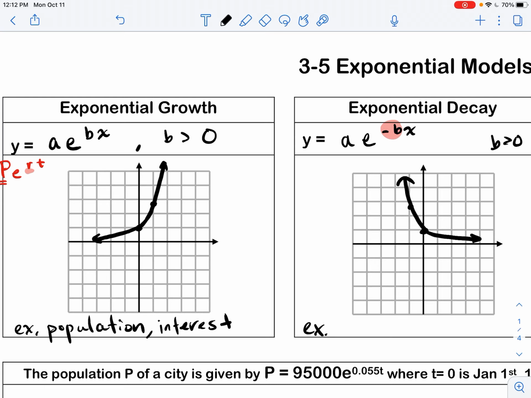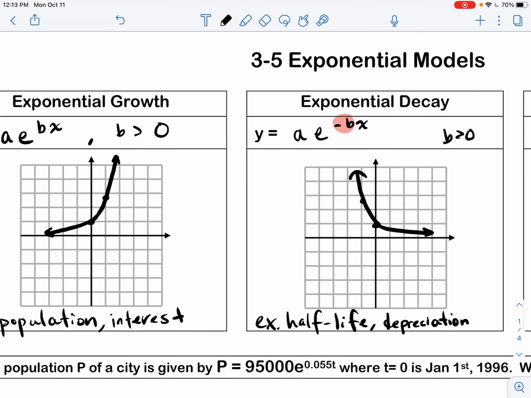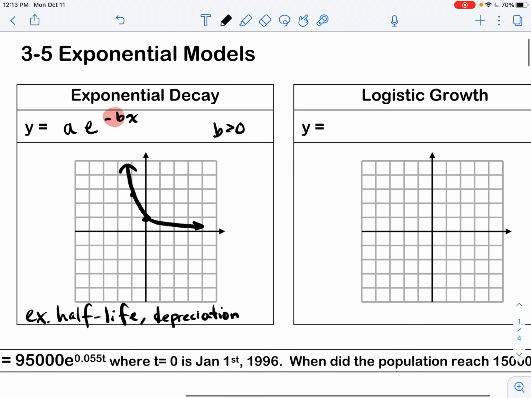You could see things like half-life or radioactive decay, or something like even depreciation, which is simply the idea that something loses monetary value or just loses value over time. So things like a car. If you buy a car, that car is going to depreciate rather quickly. That is to say, it's going to lose its value at an exponential decay rate, not so much at a linear rate.